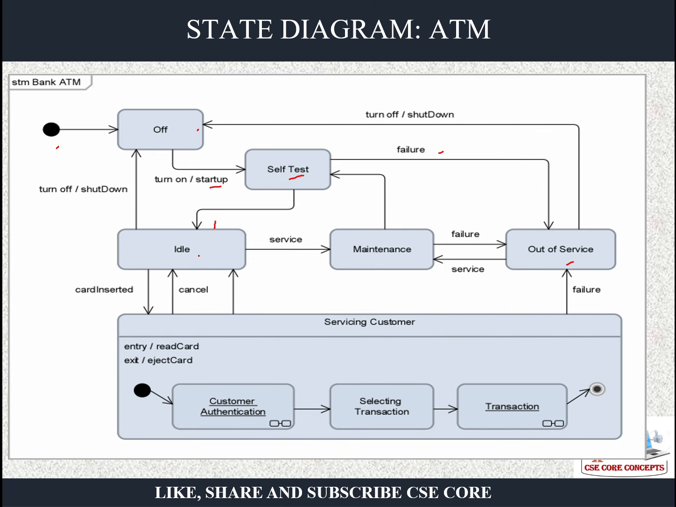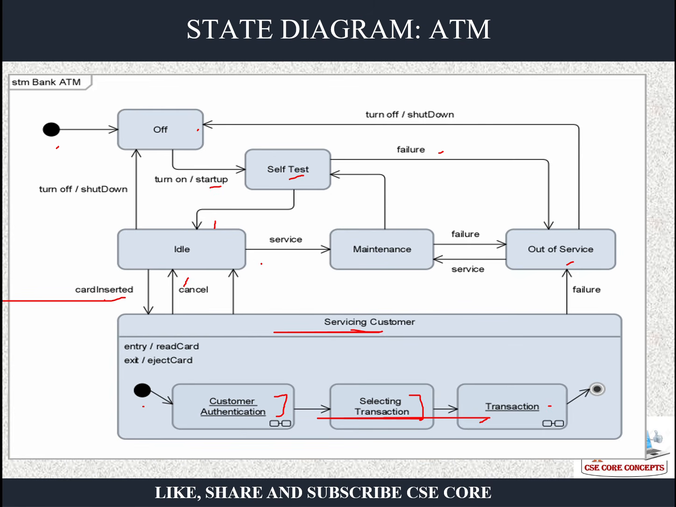Now, when the customer comes, he will insert the card. When he inserts the card, you come to the state called servicing customer. This servicing customer has a sub-state. You can see here, in this way you can even show a sub-state. So you go for the customer authentication state, then you select the transaction, he performs the transaction. You can even write these states in more detail, like insert the PIN number, authentication state, enter your amount, transaction state, like that. Now, when he presses cancel, the system again goes to the idle state.